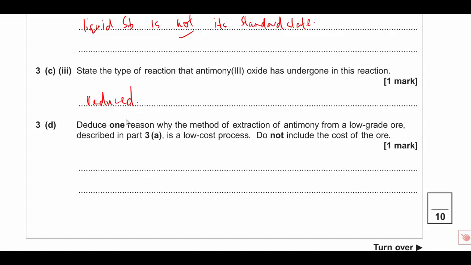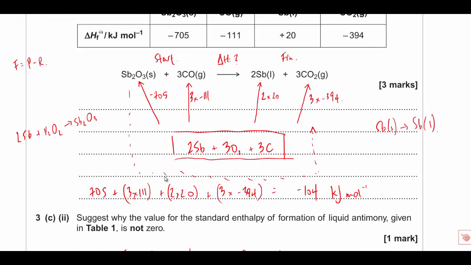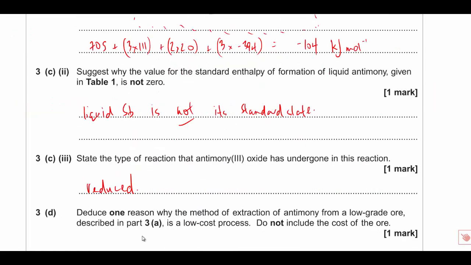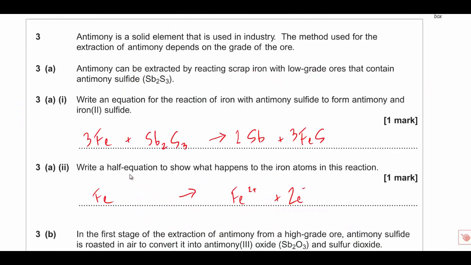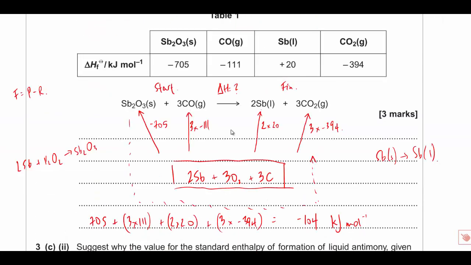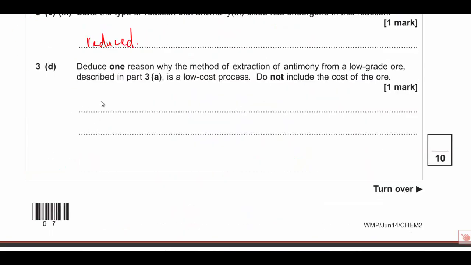Deduce, oh, I hate these deduce. Deduce one reason why the method of extraction of antimony from low-grade ore described in part 3A is a low-cost product. Do not include the cost of the ore. I would go instantly, oh, hold on, 3A, not there. Okay, it's there. Look at that. It's scrap iron. Got to go back a little bit there, haven't you? Iron used is scrap. So obviously it's scrap iron. It's going to go to waste. It's cheap. Boom. 10 marks. Energetic stuff. Let's crack on.